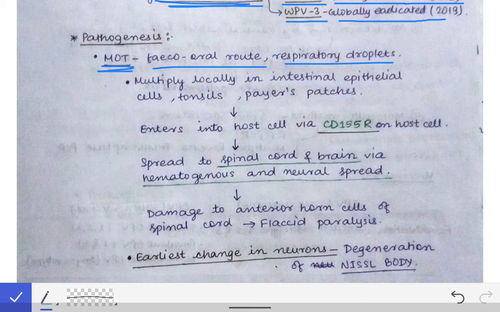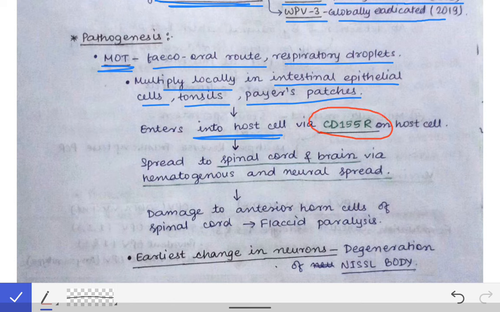Now once they spread, they multiply locally. If they go through the fecal-oral route, they will multiply locally in the intestinal epithelial cells. If they go through respiratory droplets, then they multiply in the tonsils and Peyer's patches. So in these sites they will multiply and will enter into the host cells. Then they enter the host cell via which receptor? That is the CD155 receptor on the host cell.